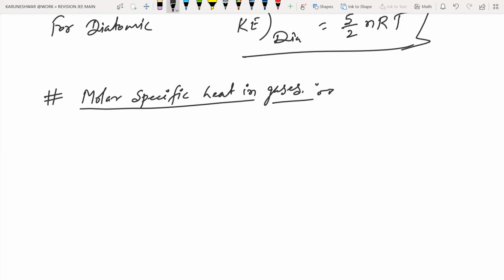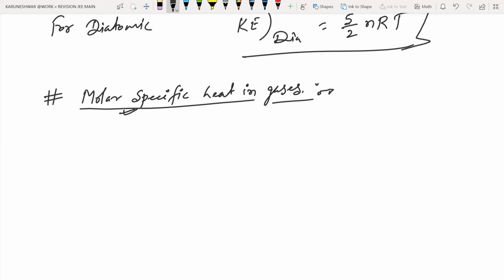So just now we have seen kinetic energy, but molar specific heat is the thing we learned in the calorimetry chapter. Heat can be written like ns delta theta, or in terms of molar heat, Q equals nC delta T. We have already gone through this in previous videos. If you haven't, you can check them out. I have discussed how to write the molar heat capacity and the specific heat capacity; in 1 or 2 minutes you can cover it.